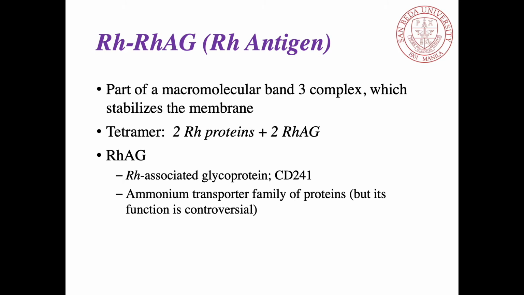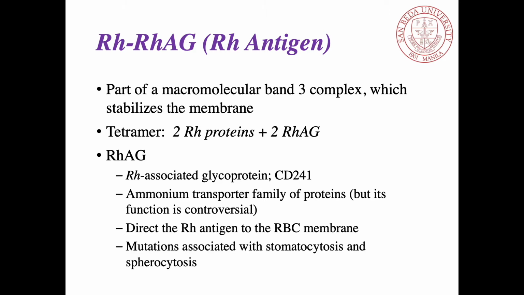Rhag, short for Rh-associated glycoprotein, also referred to as CD241, is actually a member of the ammonium transporter family of proteins. Its exact function remains controversial. However, current data suggests that Rhag must be present to direct the Rh antigens to the RBC membrane. If Rhag is missing, as happens in individuals with the rare Rh null phenotype caused by the deletion of Rhag, none of the Rh antigens are expressed. The absence of the Rh complex, caused by deletions or mutations in the Rhag, alters the RBC shape, increases its osmotic fragility, and shortens its lifespan, resulting in a hemolytic anemia that is usually mild in nature.